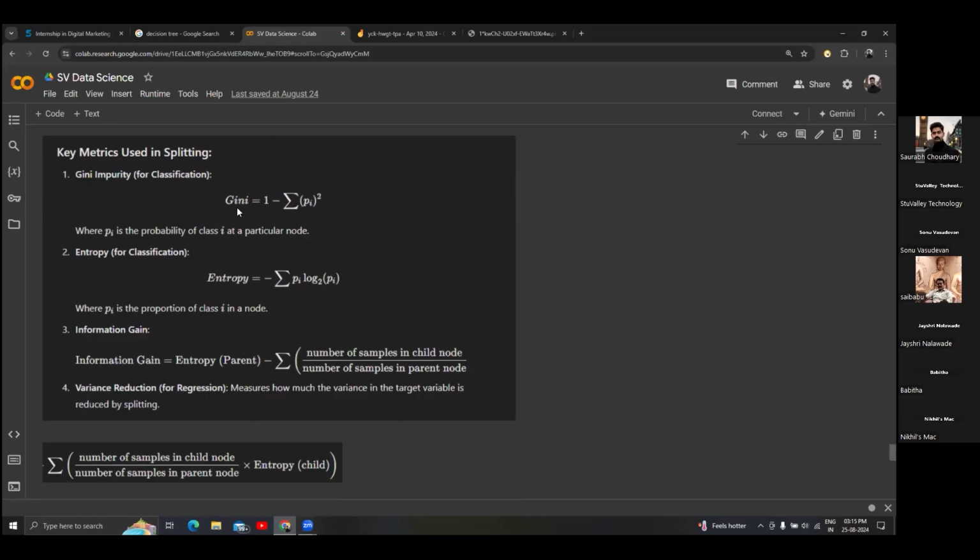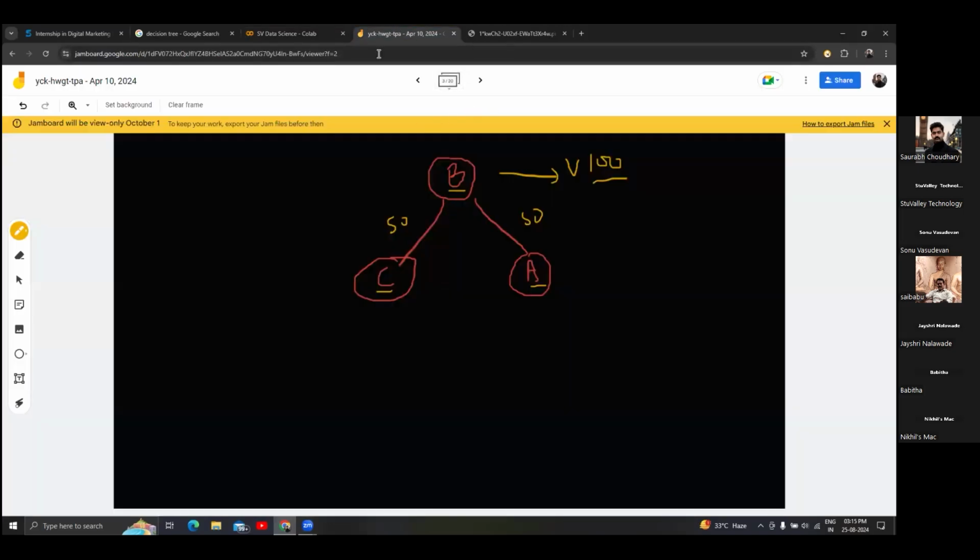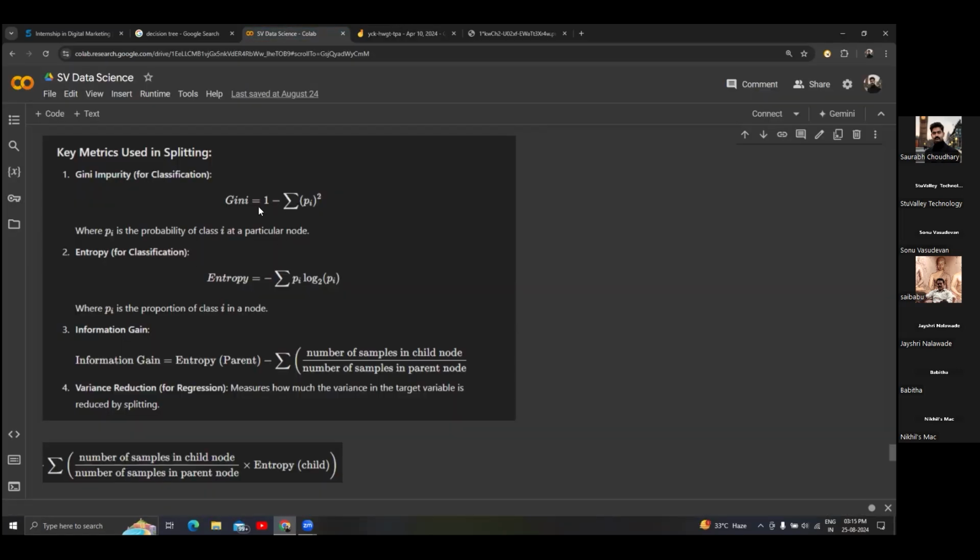The formula of Gini impurity is 1 minus the summation of p_i squared, where p is the probability of a class. You take the square of the probability and sum over all the classes. I will discuss how to do it, but this is the formula of Gini impurity.